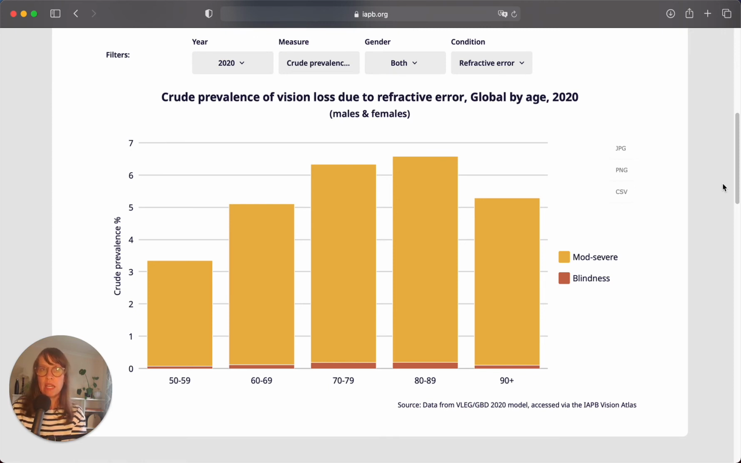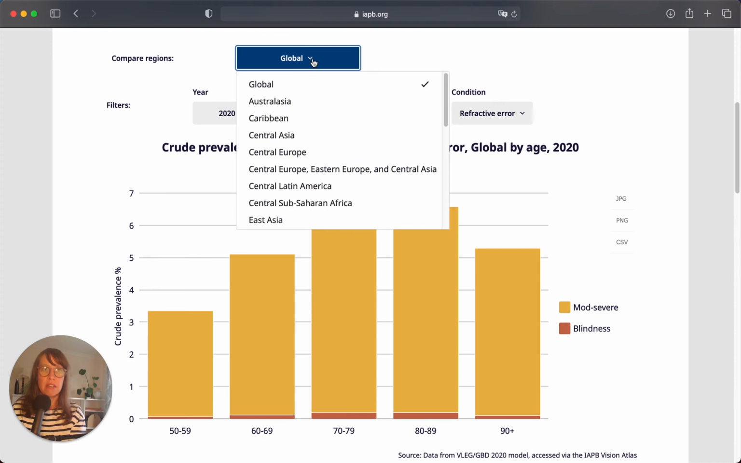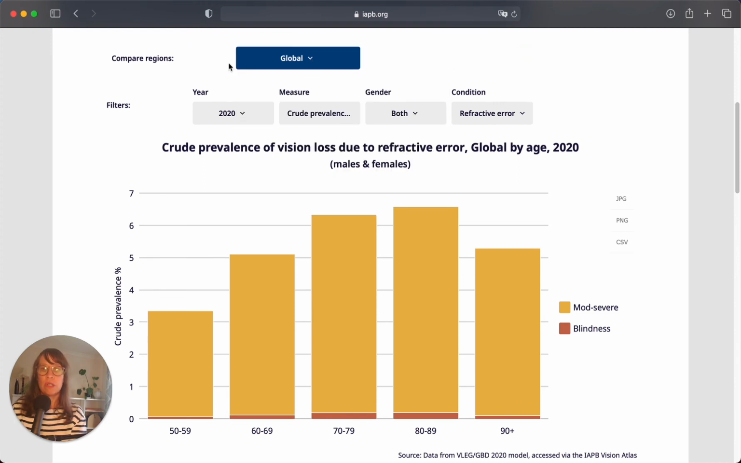Okay, so looking here at refractive error, we can see the crude prevalence of uncorrected refractive error by age. We could also choose to look at a particular region by selecting a different region here in this drop-down. We could also change the time, change the years, so we can look at progress over time, and we could also select individual genders. We could also review the same types of data for other causes of vision loss.